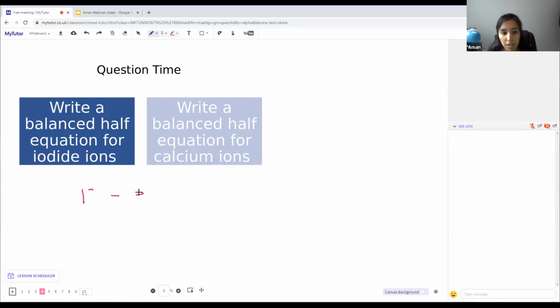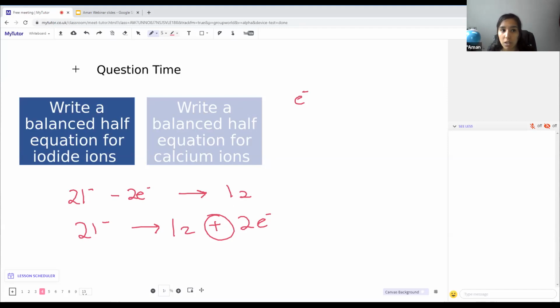So if I put minus E minus first, and then we're going to produce I2, which is excellent, it's a halogen, it goes around in a pair. Then we just need to balance it, the 2I minus goes to I2 plus 2E minus, like that. And just to say, we write electrons as E minus, that's just the conventional way to write them. Great, so you could have also written that as 2E minus goes to I2 plus 2E minus. So just remember it's a plus, not a negative if you're moving it over to the other side.